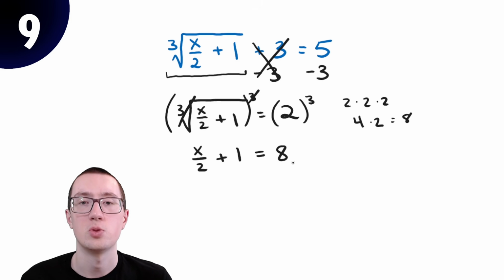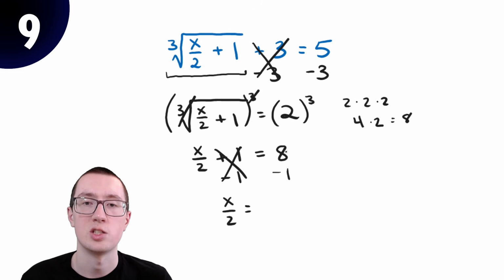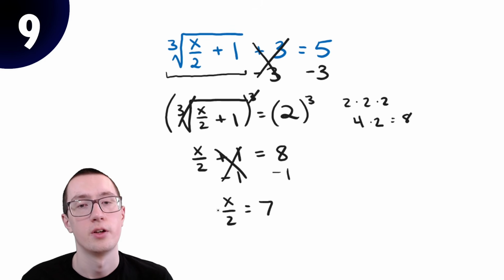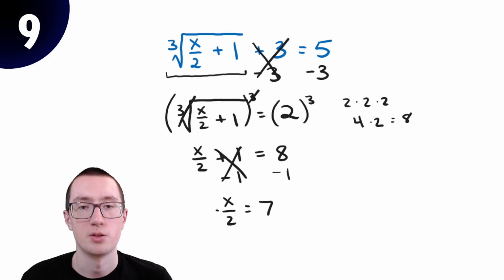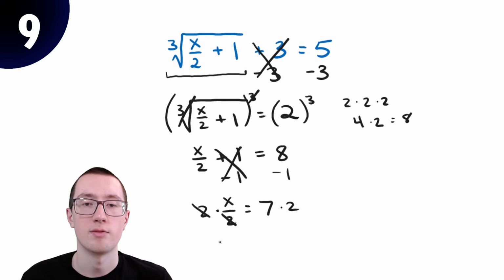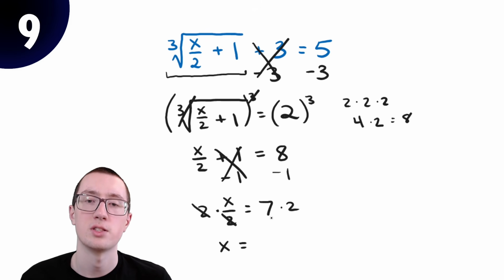And now we just have a two-step algebra problem where we can get x by itself. So I'm going to get rid of this plus 1 first because it's less attached to the x. So the opposite of plus is minus. We'll subtract 1 from both sides. These cancel out, and we just have x over 2 is equal to 8 minus 1, which is 7. And now we just have one step. So remember that a fraction just means division. So the opposite of division is multiplication. So we'll multiply both sides by 2. The 2's cancel out. And on the left side, we just have x. And on the other side, we have 7 times 2, which is 14.